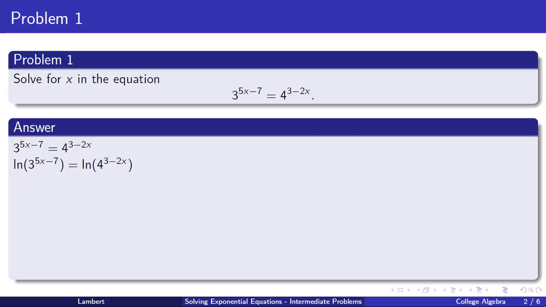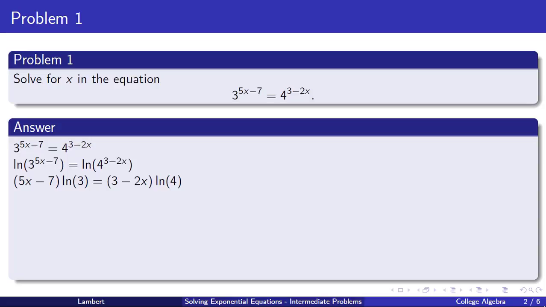What that allows us to do is bring the 5x minus 7 out in front of that natural log on the left-hand side and the 3 minus 2x out in front of the natural log on the right-hand side. So we have that quantity 5x minus 7 times natural log of 3 equals 3 minus 2x, that quantity times the natural log of 4.